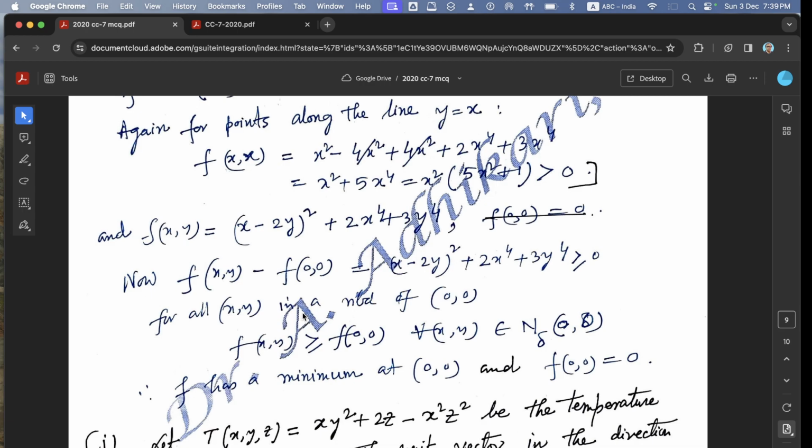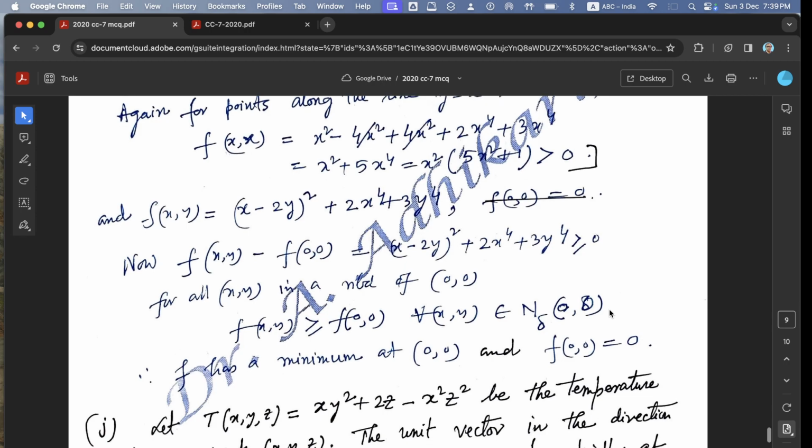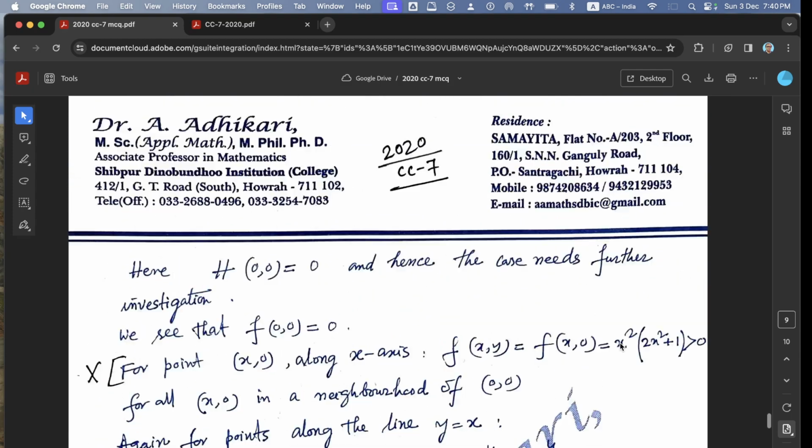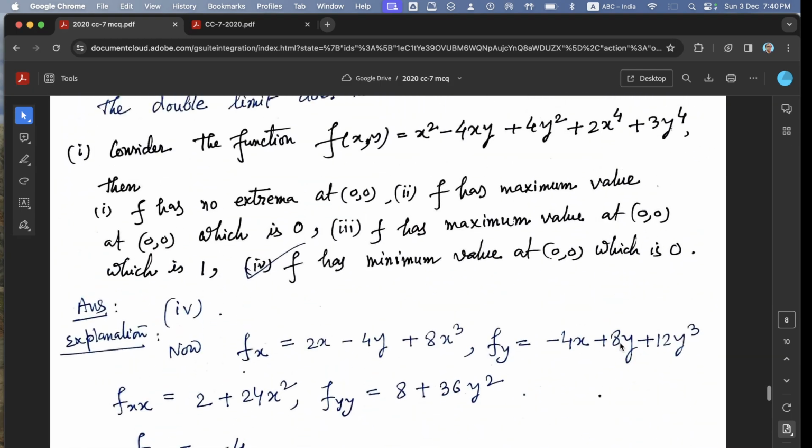And this holds for all values of (x, y) in the neighborhood of (0, 0). So f(x,y) is greater than or equal to f(0, 0), that is equal to 0, for all (x, y) in the neighborhood of (0, 0). So f has the minimum value at (0, 0) and this value is 0. So the correct option is this: f has minimum value at (0, 0) which is 0.